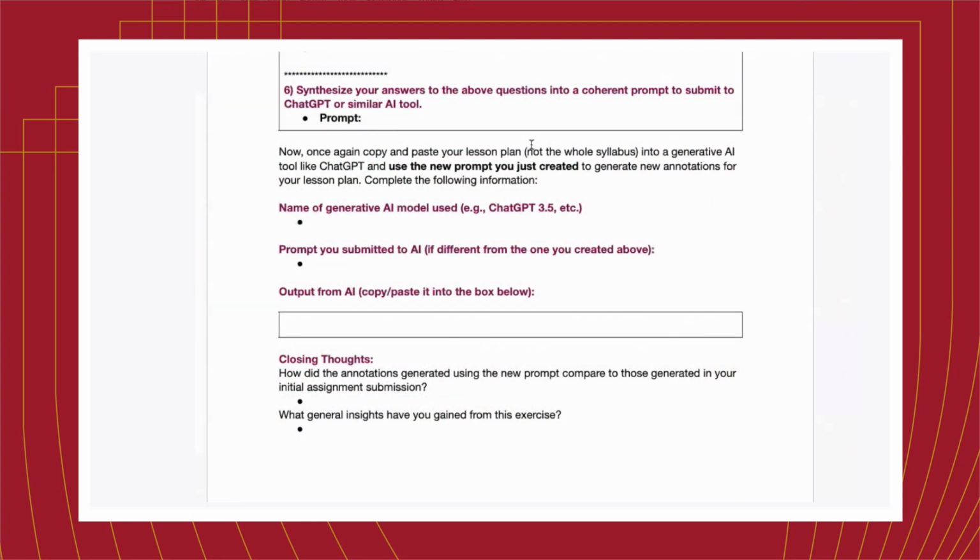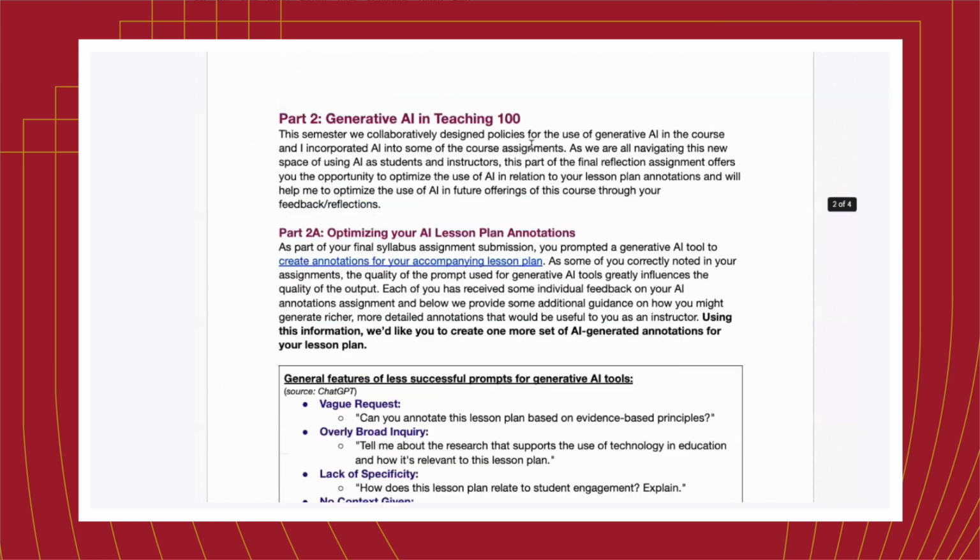And then following that feedback, as well as some additional guidance that the instructional team provided, they had an opportunity to revise that prompt, because we wanted to demonstrate the importance of prompt engineering and how that can make the use of generative AI more or less effective. And so in that final reflection assignment, here was what they were asked to do.